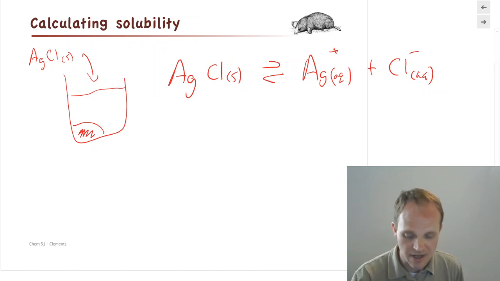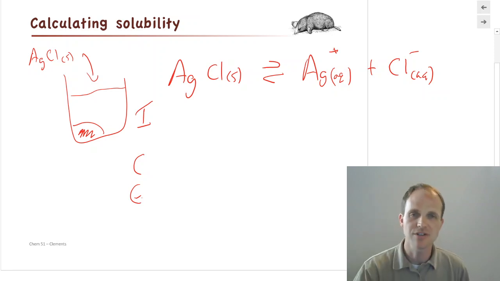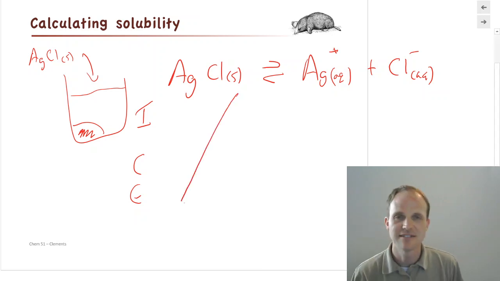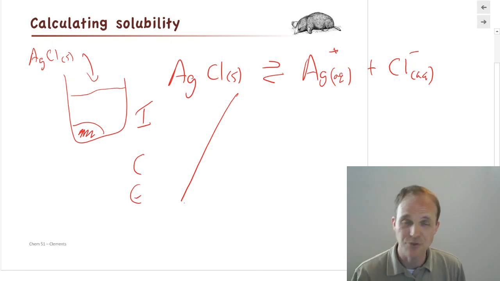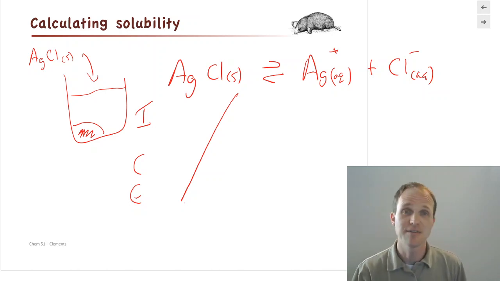We're going to start off with an ICE table. Why? Because we're doing equilibrium, and that's what we do. We do ICE tables for equilibrium. What do we put in for our initial concentration of solid? We don't care! Solids don't come into our equilibrium expression. So I usually just put a line there. You don't have to, but I usually put a line there to remind myself that I don't care, and I don't need to sit there every line thinking, what do I put there? It reminds me I don't need to put anything there.